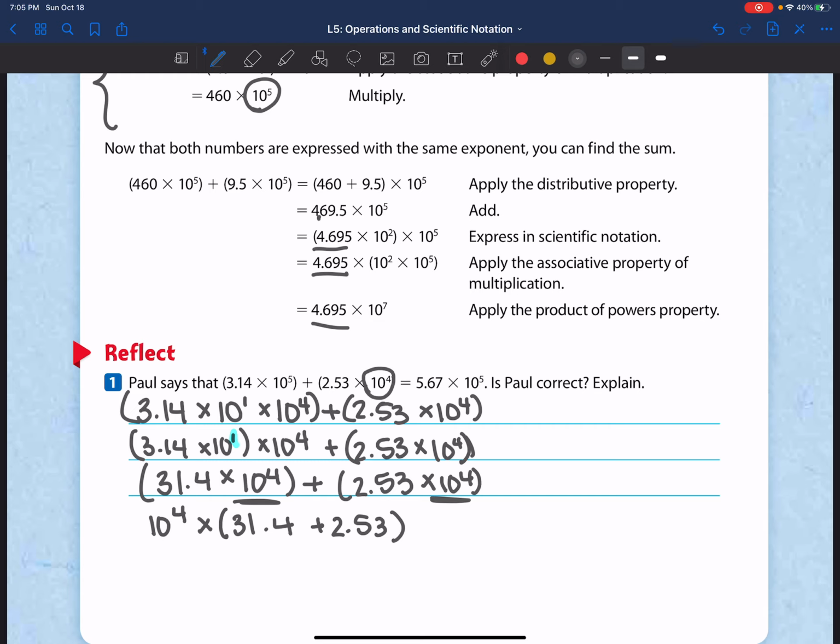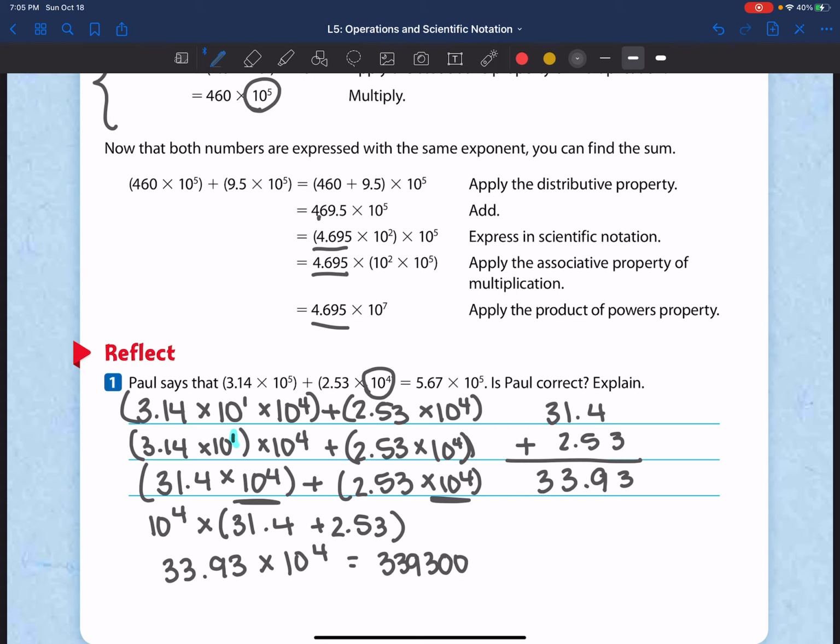So I'll go ahead and add those off to the side. Okay, so once I add them, I get 33.93 times 10 to the fourth. But again, I need to put this in scientific notation. So I really am saying that I have 33.93 and I just moved my decimal place 4 places to the right to standard form. I want to put this number in scientific notation.